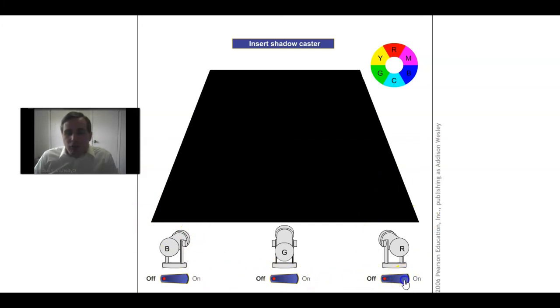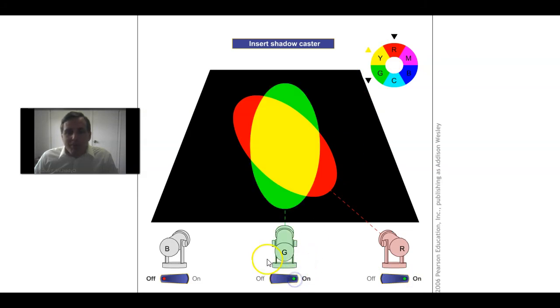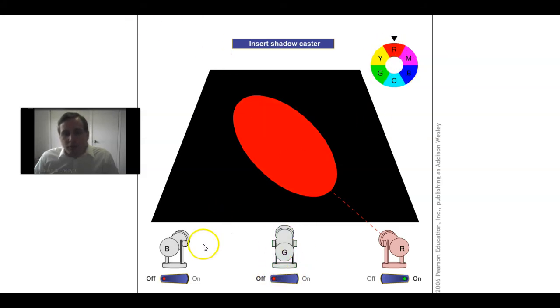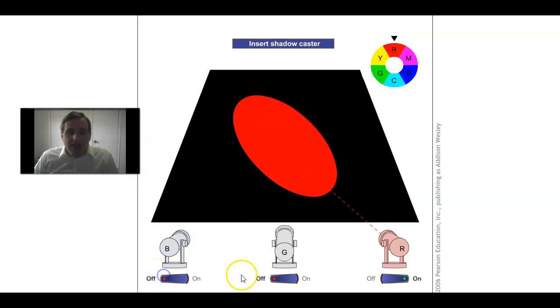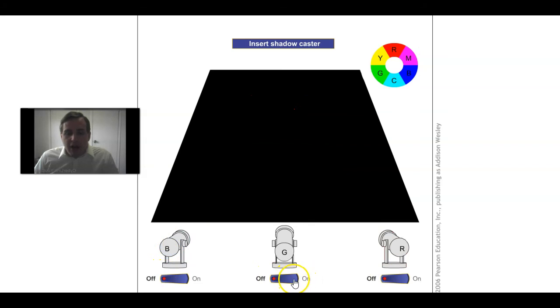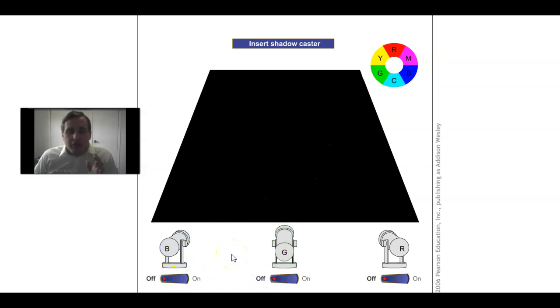Okay, now let's try red and green. Notice that they're adjacent here on the color wheel, so when you overlap them, you actually get yellow, interestingly enough. This is what we mean by color addition. What if we overlap red and blue? Well, we get this color here, which we call magenta. And then if we overlap instead the other combination, green and blue, notice that we get this light blue color called cyan.